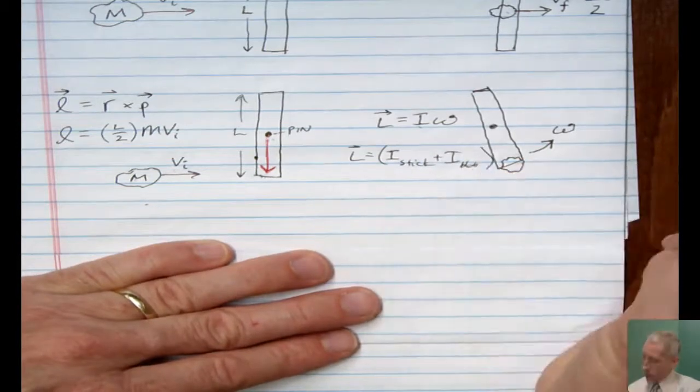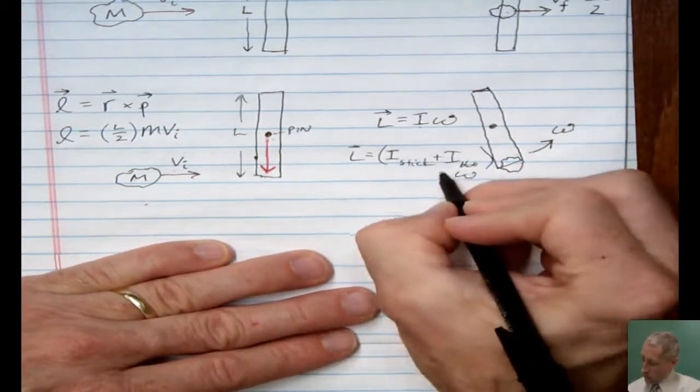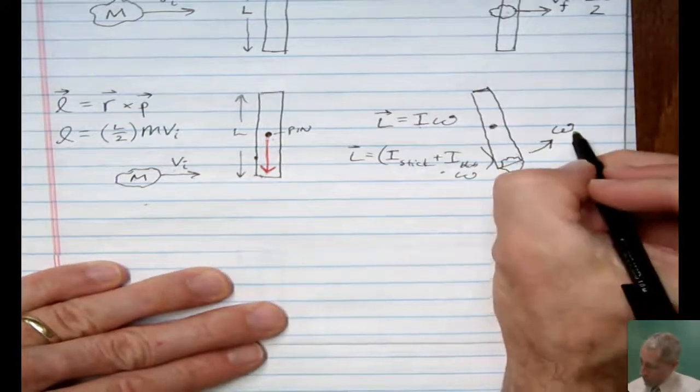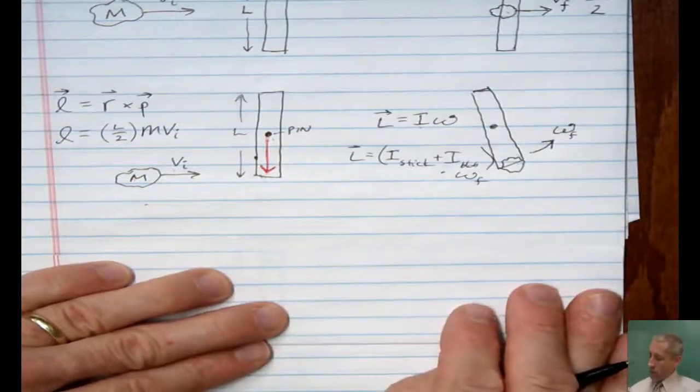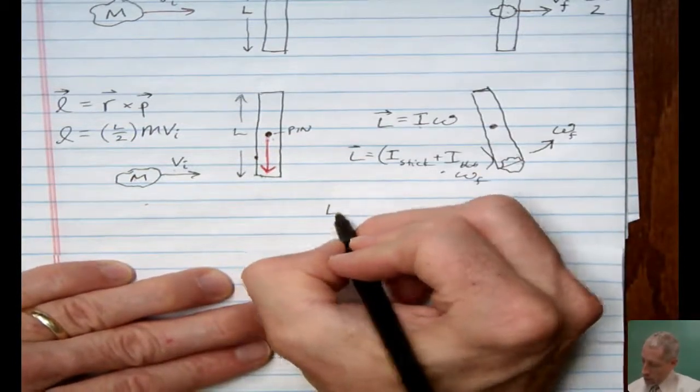I'm running out of space here. Times, I'll put the omega down there. I'll call this omega final. That's the final angular speed that they would share. And this is probably about as far as I'll go with this.